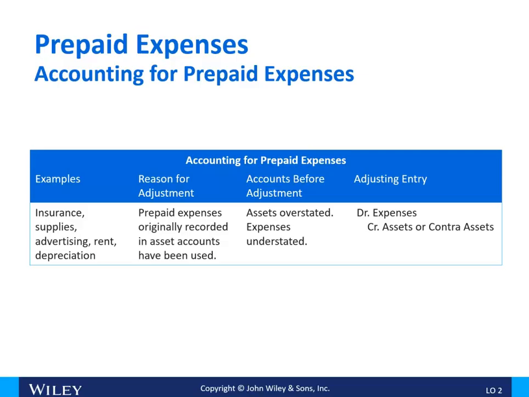Before the adjusting entry, our assets will be overstated because we've used up that asset. We have to lower the asset, and we haven't recorded the expenses, so the expenses are understated. The adjusting entry is to debit expenses, credit the assets, or in the case of depreciation, the contra asset.